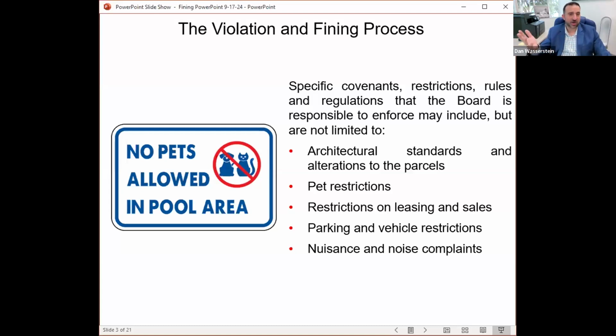We installed a generator at our house. We, of course, knew the generator would be approved, but we couldn't start that process until we got the approval of our HOA, or we would be in violation. So again, architectural and alterations to the parcel.